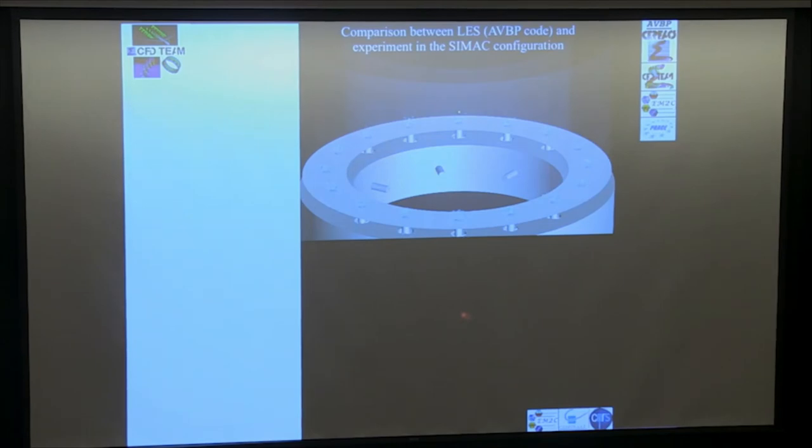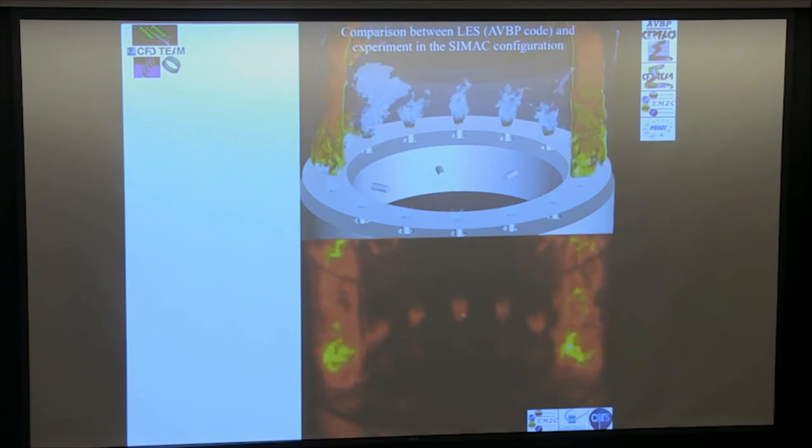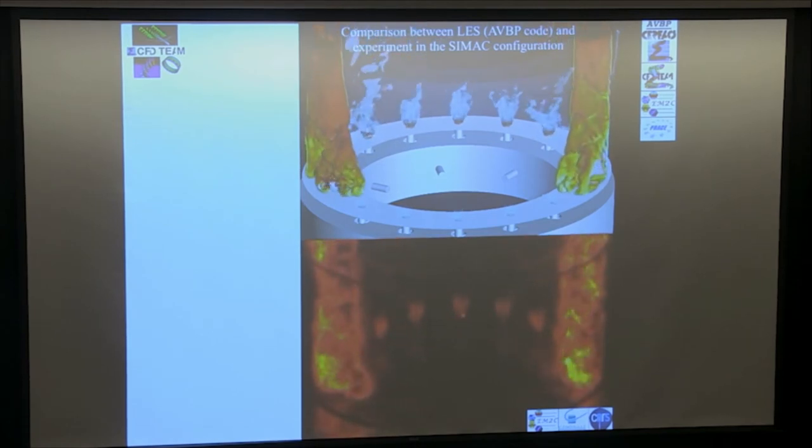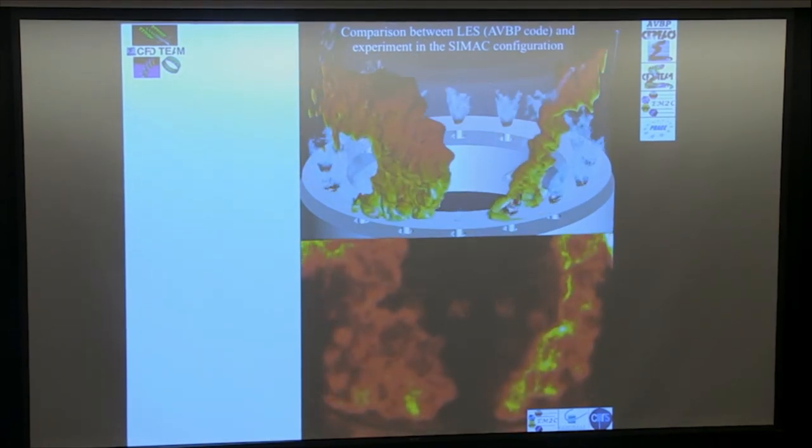So you can do the simulation here, and you see the simulation on top and the experiment at the bottom, and you look at the speed of propagation, and the turbulent combustion model does its job here, and you get something quite reasonable in terms of comparison.